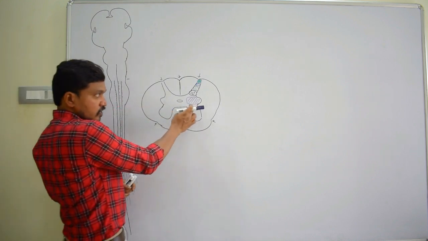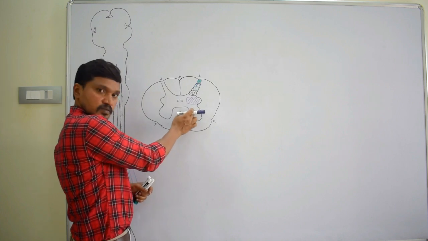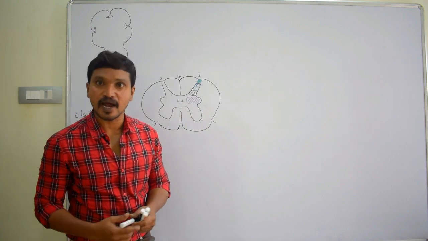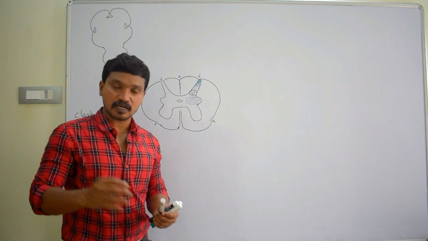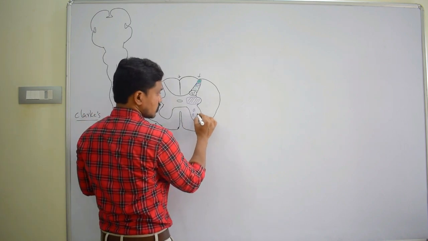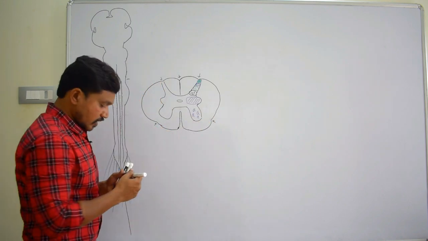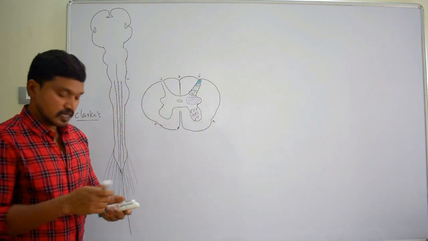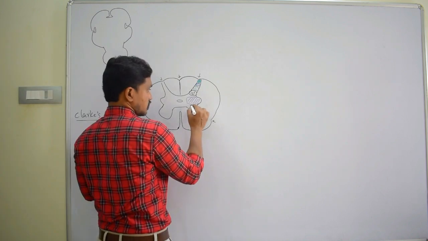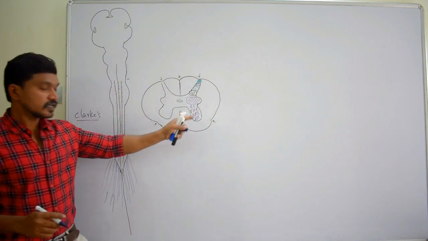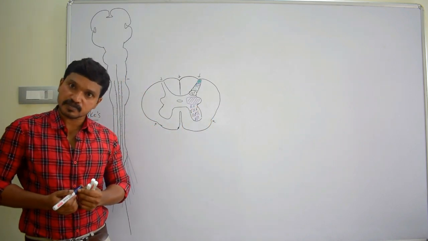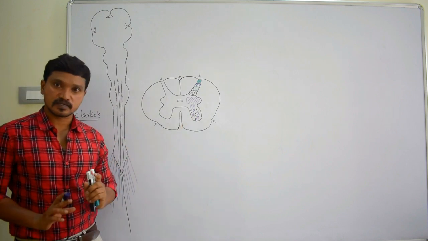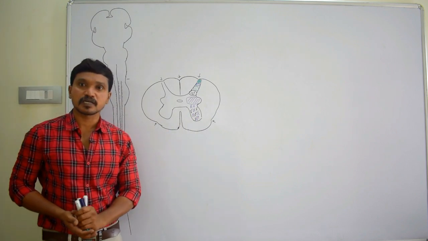Then coming to the anterior part, the anterior horn cells are present here. There are three types of anterior horn cells: alpha cells, of which there are many, then gamma cells and Renshaw cells. So in the anterior horn three types of cells are present: alpha cells, gamma cells and Renshaw cells. These are the different cells present in the anterior horn.